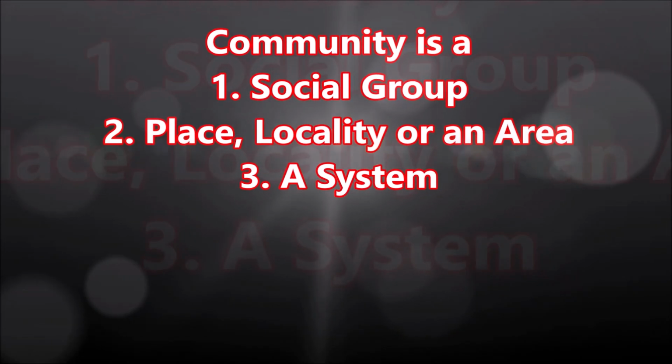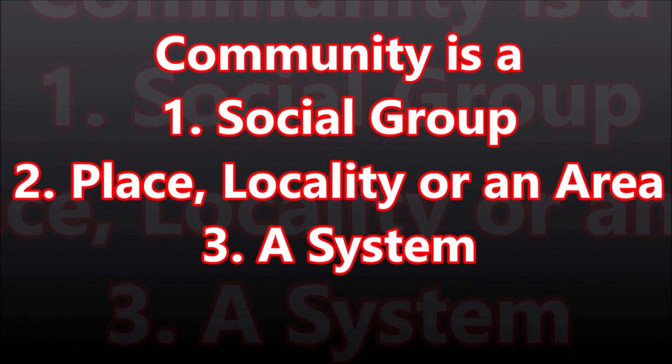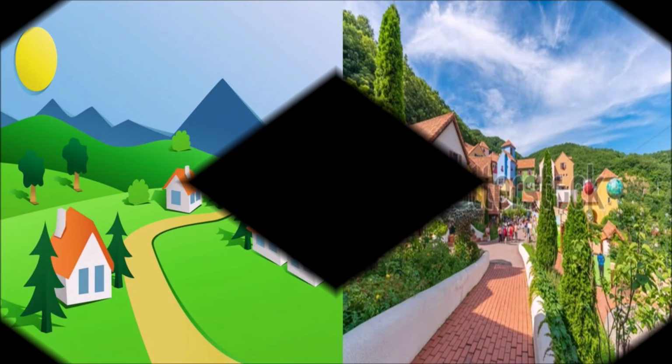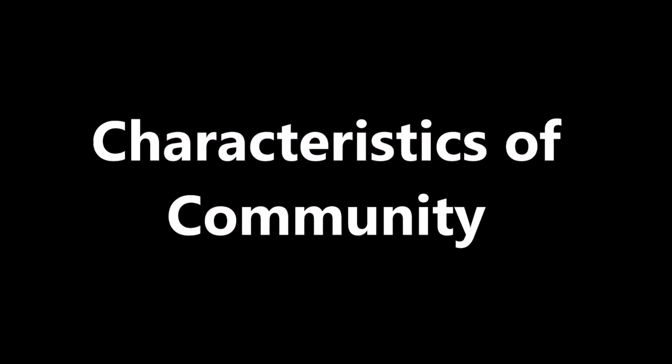Hence, we can say community is a social group, it is a locality, place and an area, and it is a system. Each community varies in its size, place and geographical dimension, density of population and according to the environmental conditions, from a small hamlet or a village to metropolitan cities. These communities are all identified by a particular name. So, each community is going to have its own characteristics. Let us see the characteristics of community.